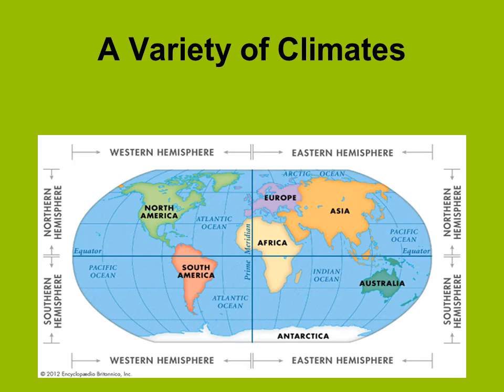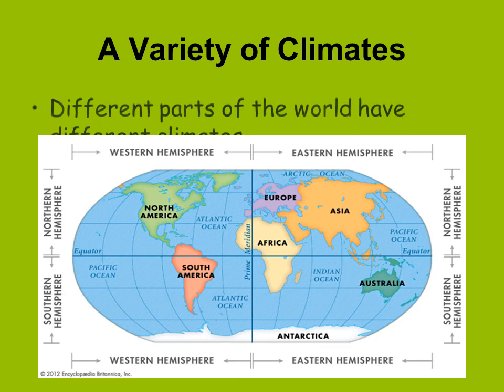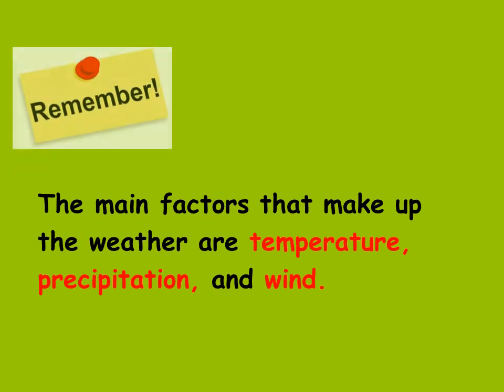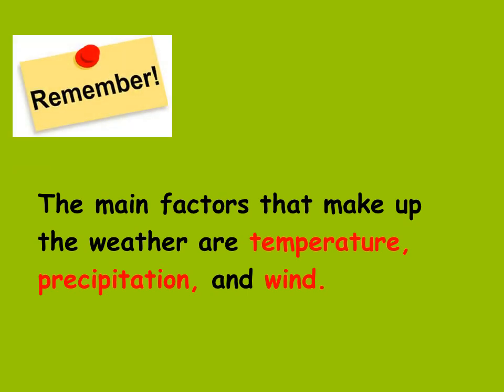Now that you already found out what a climate is, next session we're going to discuss a variety of climates. All right, so different parts of the world have different climates. So we will find out more about the many reasons for those differences. Before we end this lesson, grade 4, please remember that temperature, precipitation, and wind determine a place's weather and climate, which have great effect on people's lives.